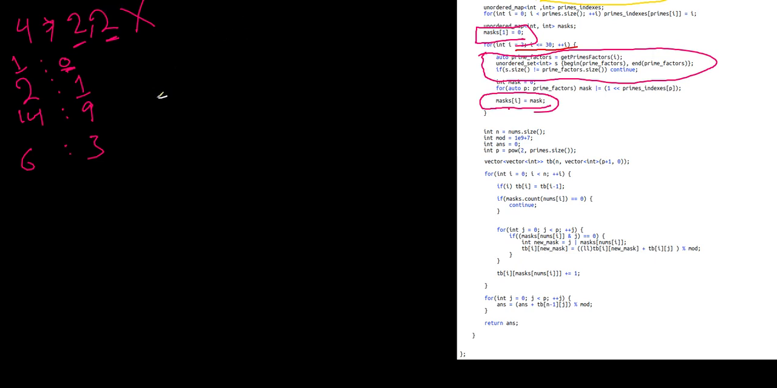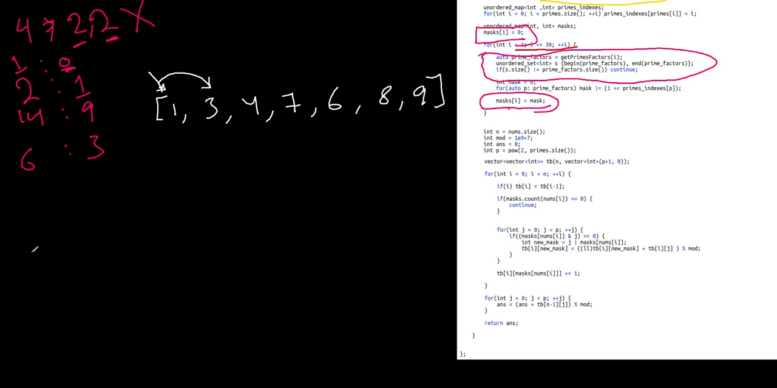Now let's say we have this array, and we need to calculate the number of square free subsets for this array. What we need to do is, at every index, calculate the number of square free subsets for every possible mask, and we use that result to calculate it for the next index, and so on.